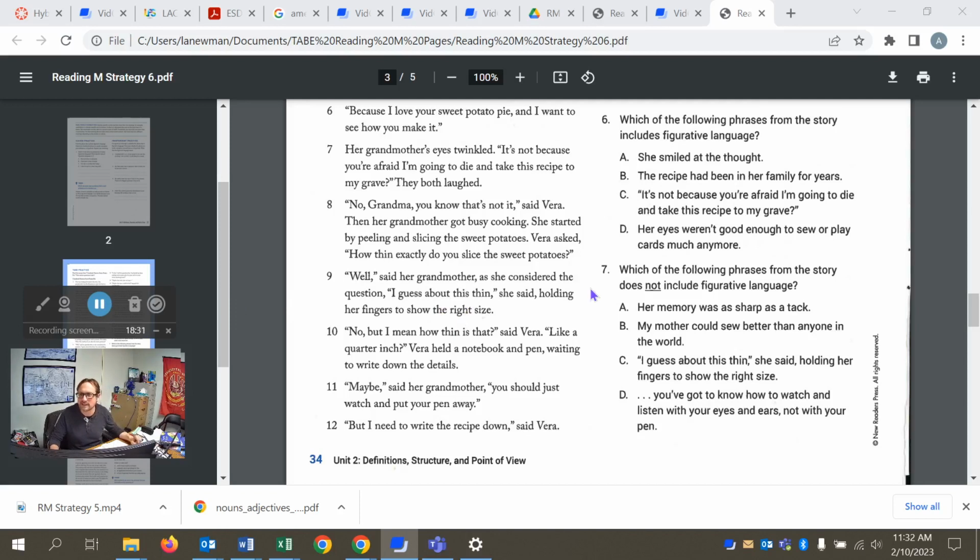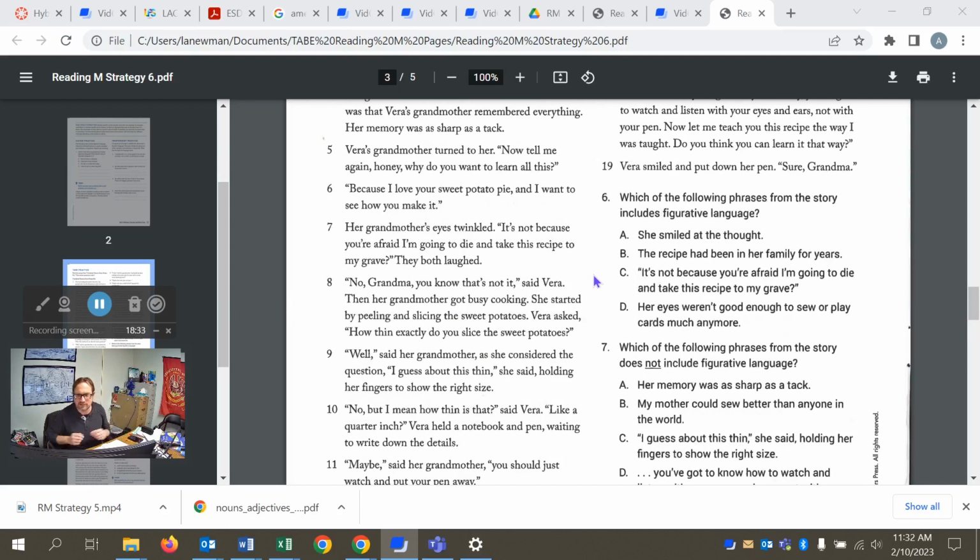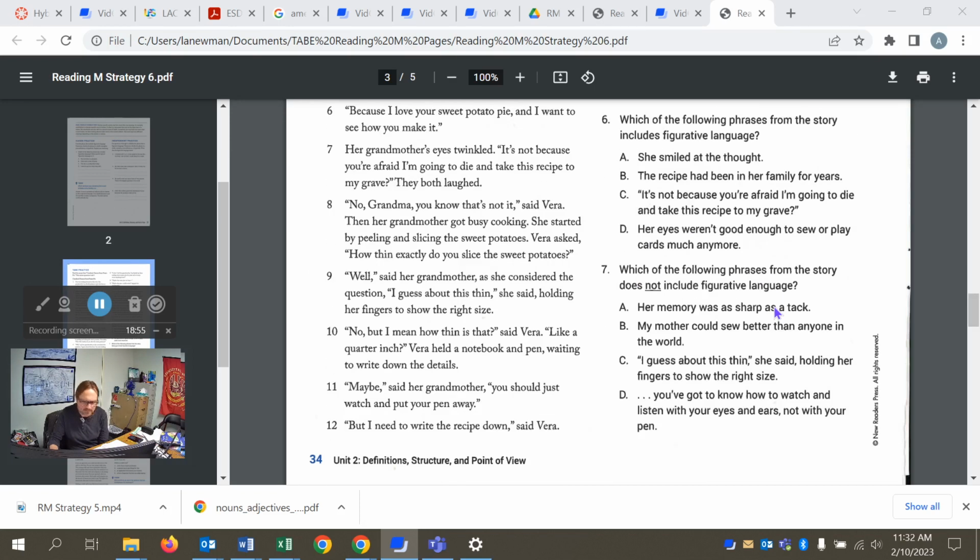But we are moving down to 6, and this is about the family recipe. Question 6 says, which of the following phrases from the story includes figurative language? And it's C, "it's not because you're afraid I'm going to die and take this recipe to my grave." Hyperbole, certainly the grandma is not literally taking the recipe to her grave. Hopefully not. Okay, 7, which of the following phrases from the story does not include figurative language?